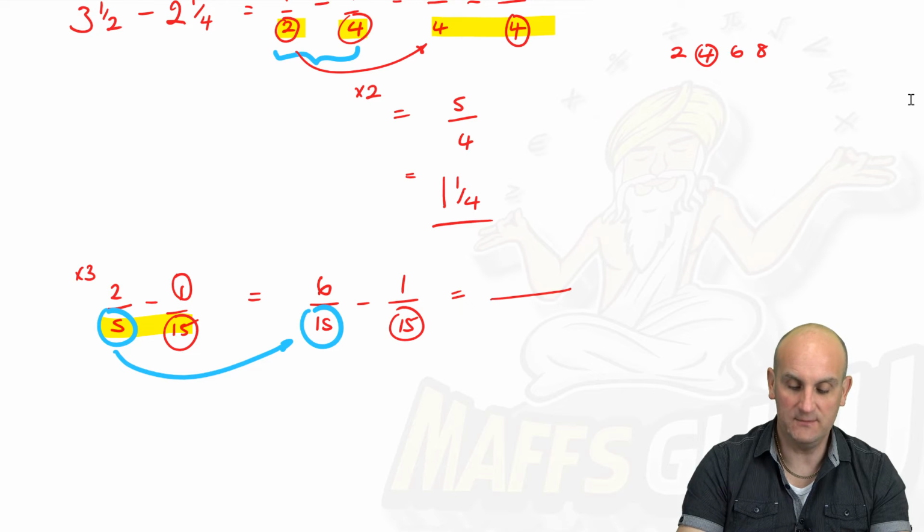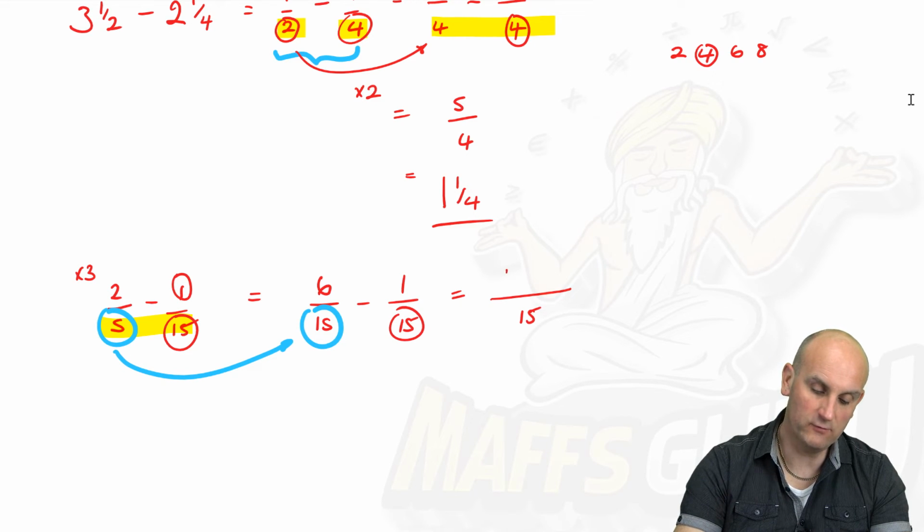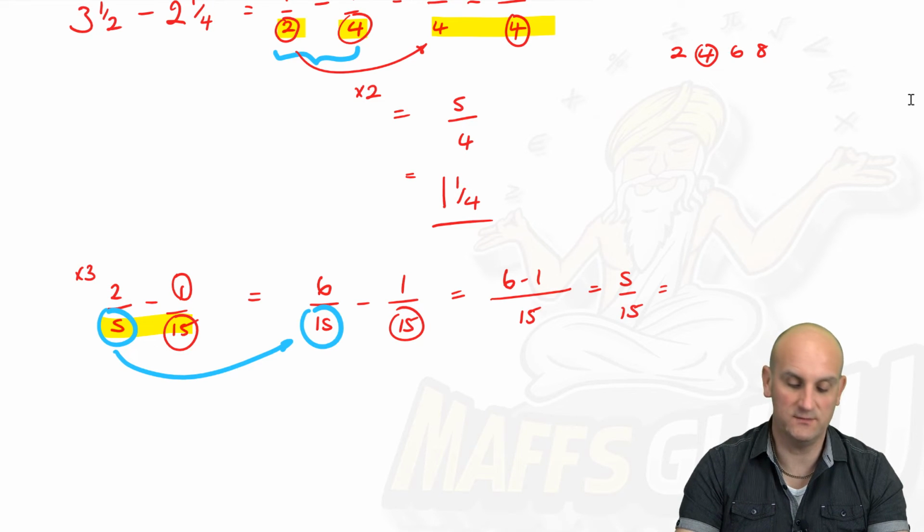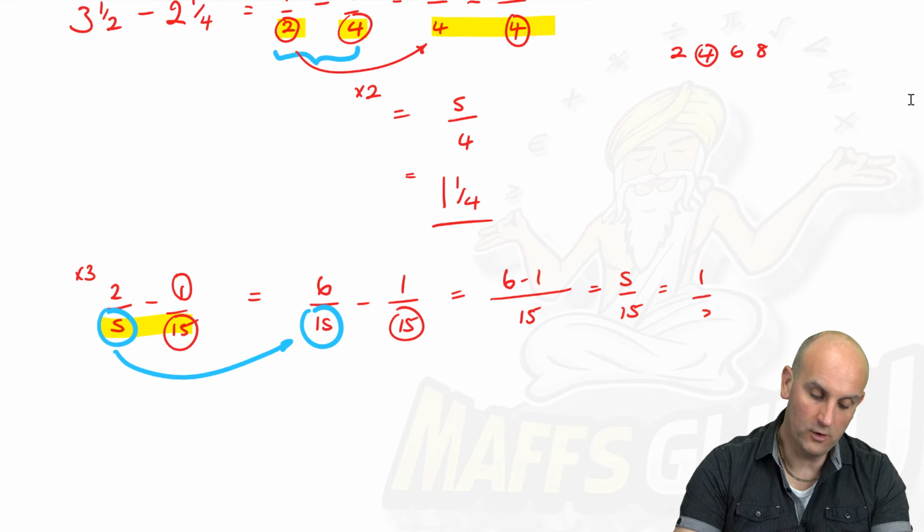Are the bottoms the same? Yes, they are. So that stays the same. I can write 6 minus 1, which gives me 5 on 15. And can I cancel that down? Yes, because my 5 times tables becomes 1 on 3.